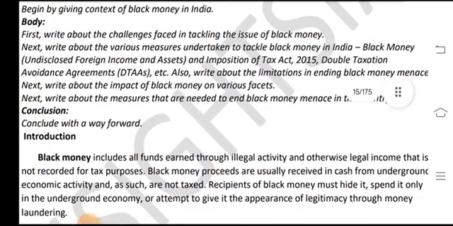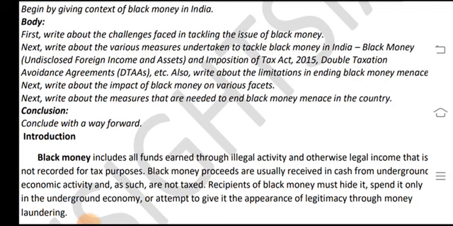Next write about the impact of black money on the various facets, and next write about the measures that are needed to end the black money menace in the country. Conclusion with the way forward.